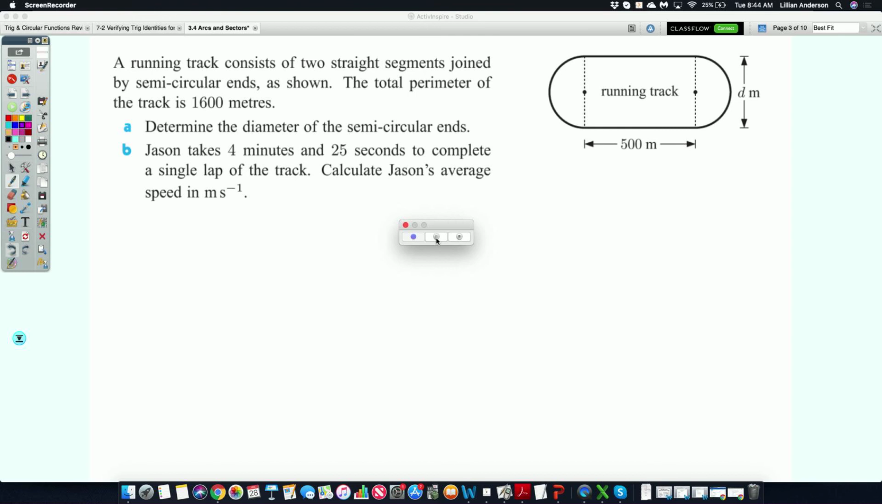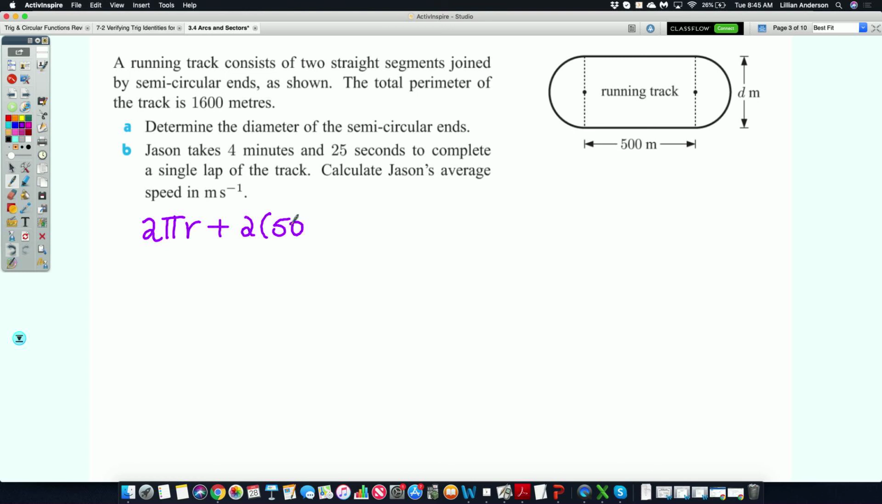So, a running track consists of 2 straight segments joined by 2 semicircular ends. As shown, the total perimeter of the track is 1,600 meters. Determine the diameter of the semicircular ends. Okay? So, the total perimeter consists of basically 2 straightaways and 2 curves. The total of that would represent 1,600 meters. Now, if you notice, those 2 semicircles together would form one circle. So we're talking about perimeter of one circle. That basically means that 2 pi r or pi d plus the 2 straightaways, which are how long?